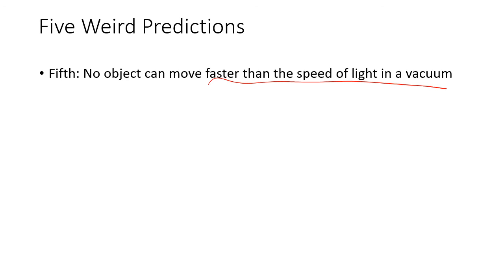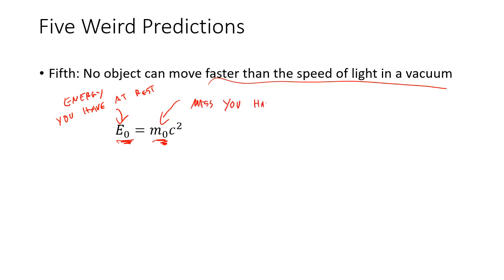Here's why. Einstein's equation E = mc² is actually a little bit more complicated than that. You might think of it as saying E0 = m0 c². So E0 is the energy you have when you're not moving, energy you have at rest. M0 is the mass you have when you're not moving.